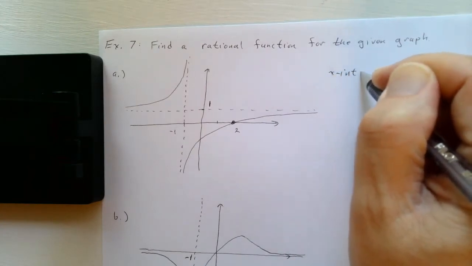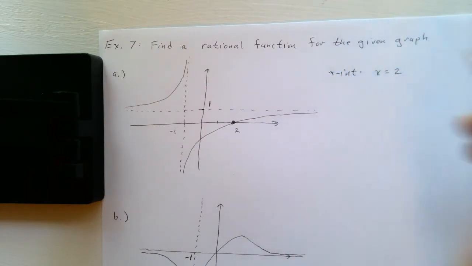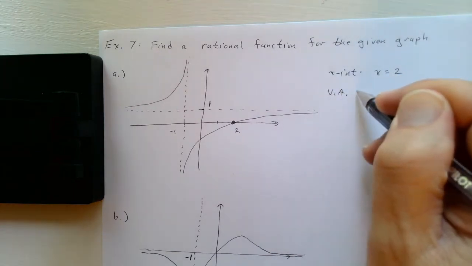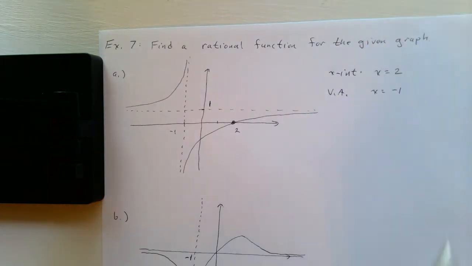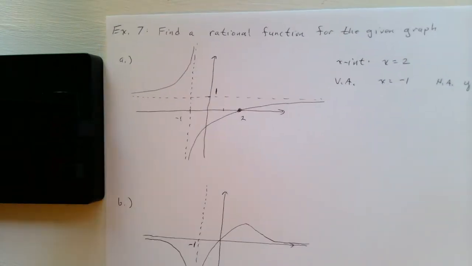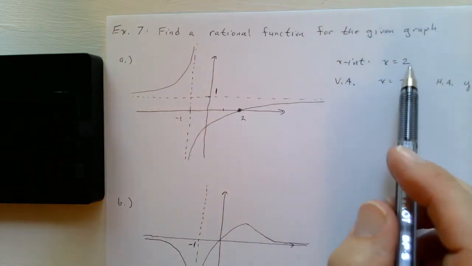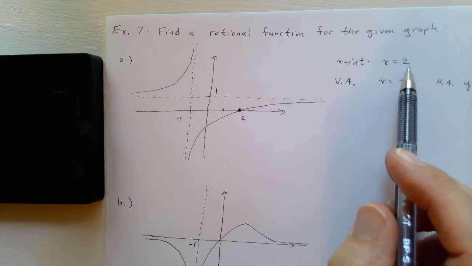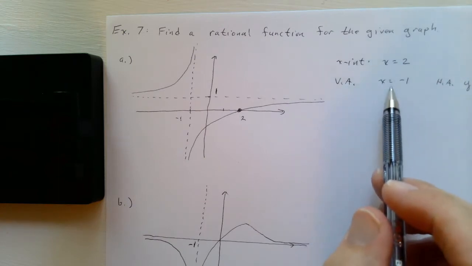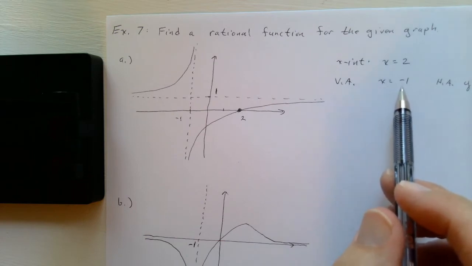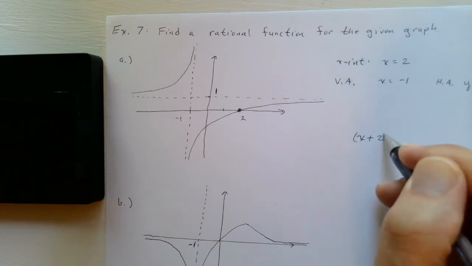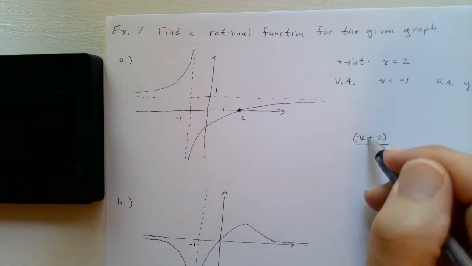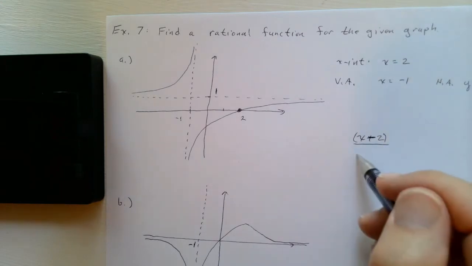So in part A, we can see our x-intercept. We only have one, and that's at 2. We have a vertical asymptote at -1. Okay. And the horizontal asymptote is at y equals 1. Okay. This tells us that x minus 2 has to be a factor of the numerator, and x plus 1 has to be a factor of the denominator. Okay. So x minus 2 over x plus 1.